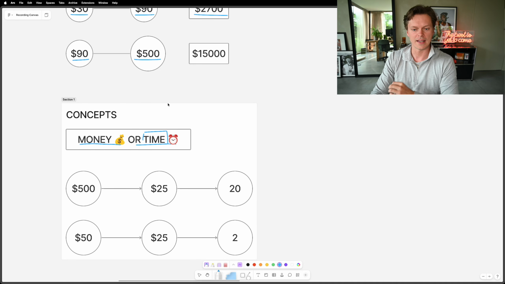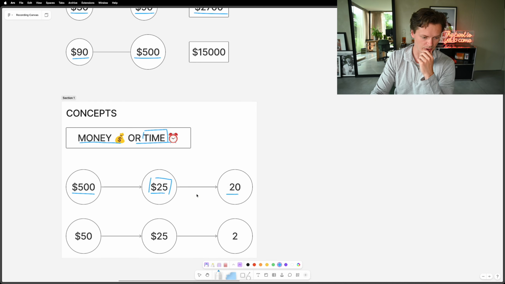Now, to show you how this works, I made two examples. Say you have a daily budget of $500 per day. You have a CPA, a cost per acquisition. Acquiring a new customer costs you $25. So you can do 20 conversions if your CPA is good. You can do 20 conversions per day, which is nice, which is good data.